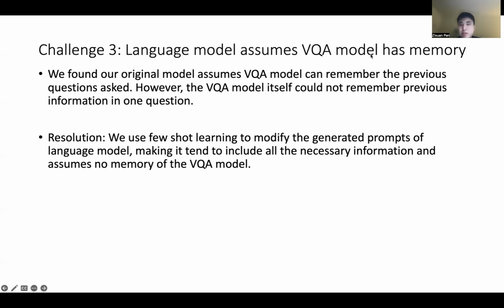So we use a technique called few-shot learning, and we retrain the model to modify the pattern of generated prompts of the language model. The modification makes it tend to include all the necessary information and assume no memory of the VQA model. We find that this modification also gives a very decent performance increase to our original VQA model.